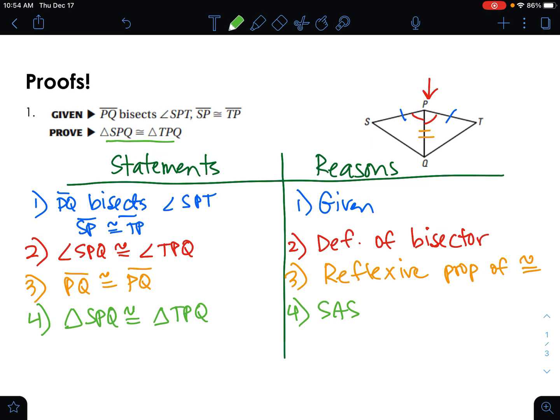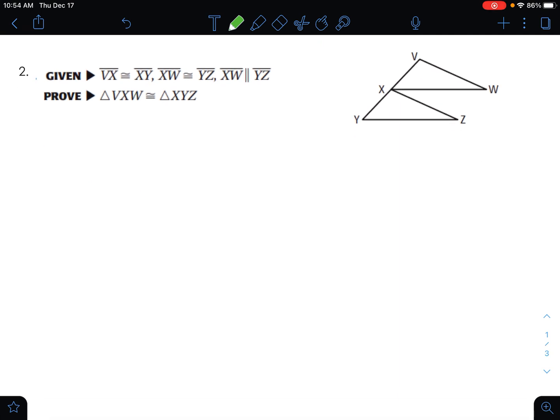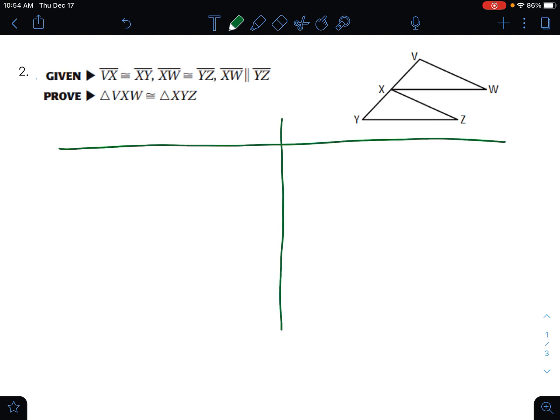Okay, now steps 2 and 3, again, can switch spots. I need step 2 to come after the given. I can't show that 2 angles are equal by the bisector if I haven't said there's a bisector. So we could reverse steps 2 and 3, but other than that, I think that this is the only way we can get to this solution. Okay, let's move on to number 2. So I would encourage you to stop the video and get as far as you can, and then come back to the video, and I will go through some steps.